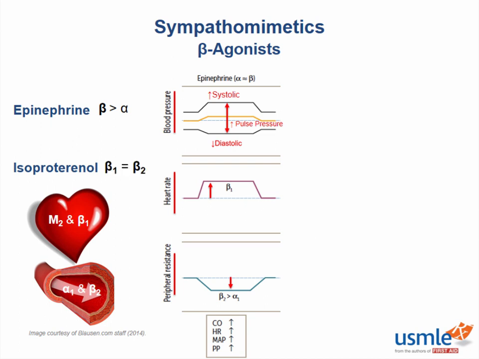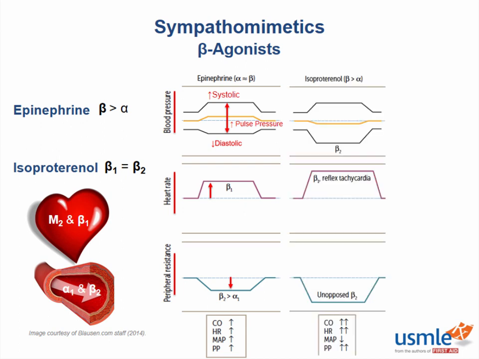Isoproterenol stimulates beta 1 and beta 2 receptors and loves them both equally. Let's check out these fancy diagrams again. In the heart, isoproterenol will activate our beta 1 receptors, causing an increase in heart rate. Now pay close attention to this high yield point. This is how you are going to be able to differentiate between epinephrine and isoproterenol on your exam.